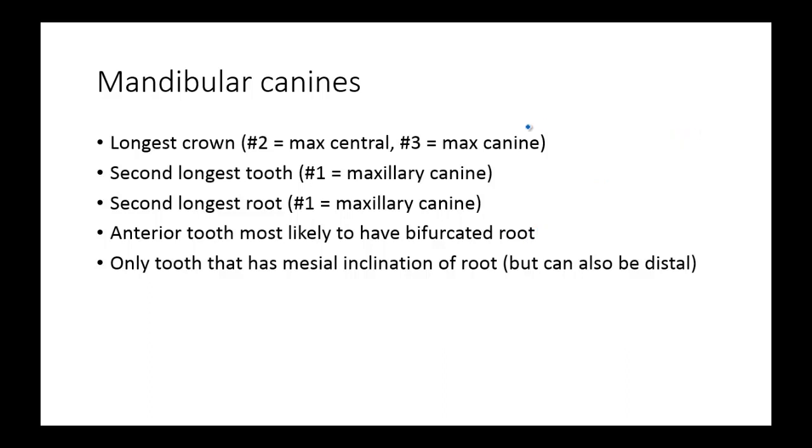And so earlier we said it's the only tooth that has a mesial inclination of the root. So what that means is if you get a question and it has a tooth with a mesial inclination, it is most likely going to be the mandibular canine. But that does not mean that every single mandibular canine has a mesial inclination of the root. It can also have a distal inclination. All it's saying is that all other teeth will be distal inclination. Any tooth that does have a mesial inclination would be the mandibular canines, but it could be either one.